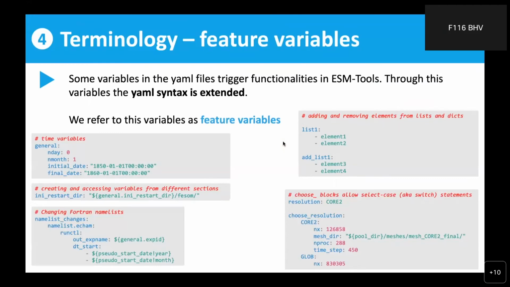Feature variables, we already talked a little bit about them. Basically they are variables that, in YAML, mean something to ESM-Tools. There are a lot of variables in the configuration files that mean nothing to ESM-Tools until they get referred into one of these feature variables. So the feature variables are actually the ones that activate the actions in ESM-Tools. The rest is just data that is hanging around until you decide to use it in one of these feature variables.